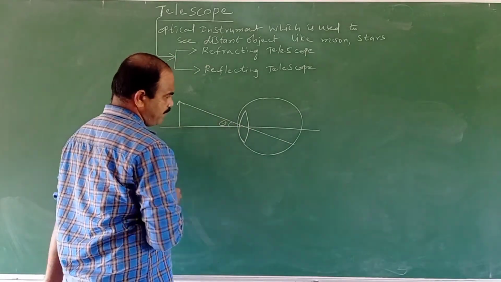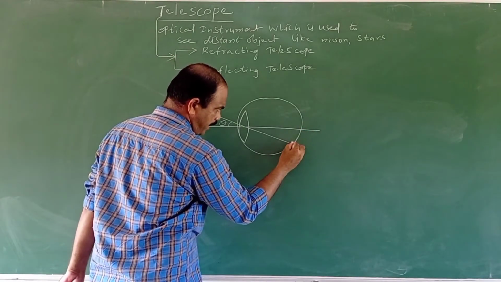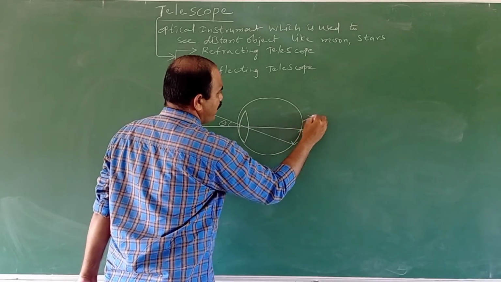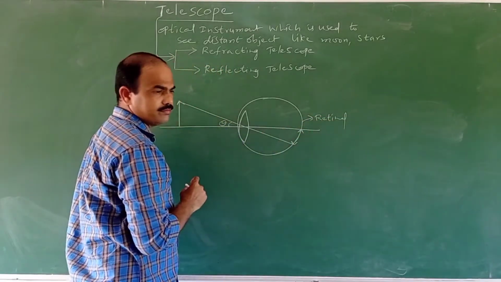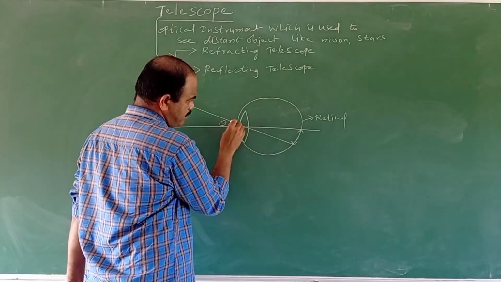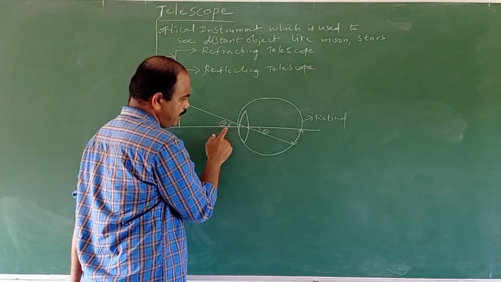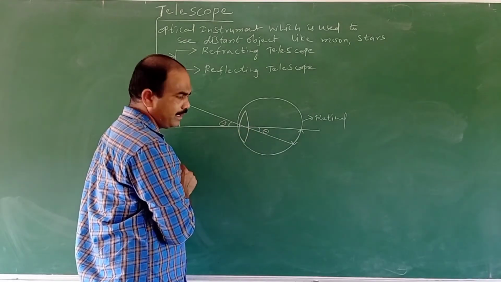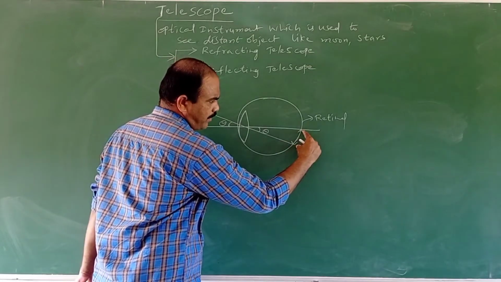Because of this visual angle, the image can be formed on the retina. Now this is the image, formed on the retina. And this angle is theta. This is also angle theta. So because of this visual angle, this image is formed on the retina.